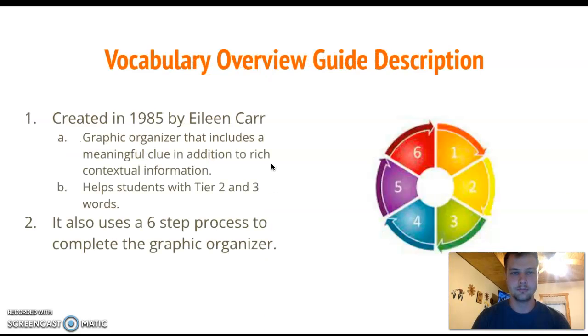But just a general idea of the vocabulary overview guide: it was invented in 1985 by Eileen Carr. It's basically a graphic organizer that includes a bunch of different techniques that dive deep on tier 2 and tier 3 words. It also takes 6 steps, so it is pretty elaborate.